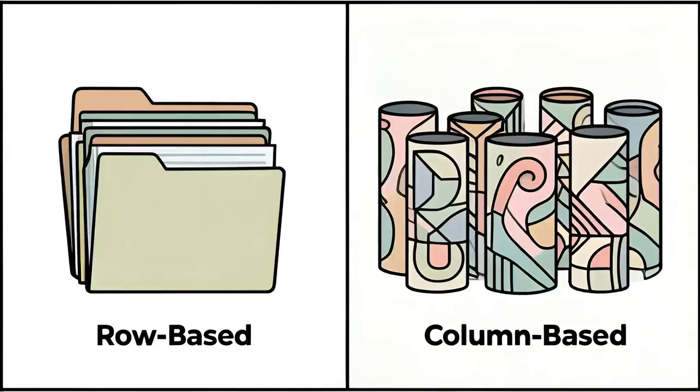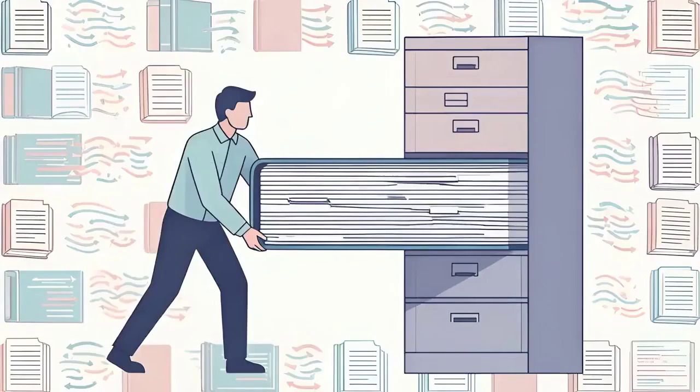Data storage is not one size fits all. You either store information in rows, keeping entire records together, or in columns, grouping identical attributes across all records. Row-based storage is the engine of transactional systems, or OLTP.